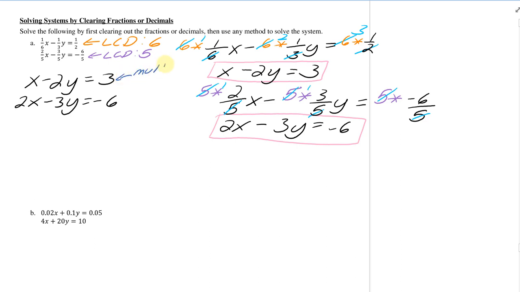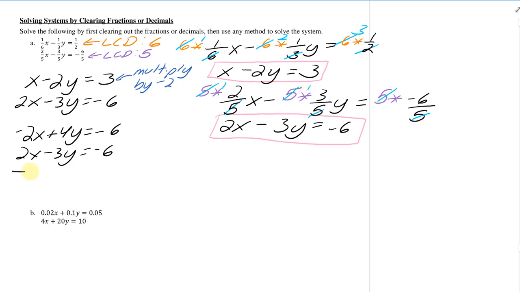So multiply by negative 2. Let's rewrite this system then. The top equation would become negative 2x plus 4y equals negative 6, and the bottom one is going to be unchanged. Okay, so if this is what I'm working with, and I go ahead now and add them all together, this will be y equals negative 12.